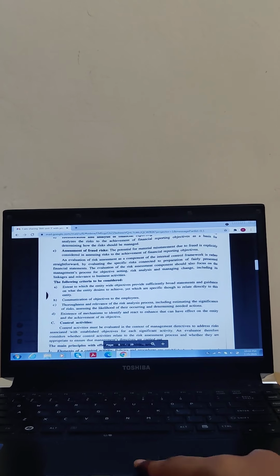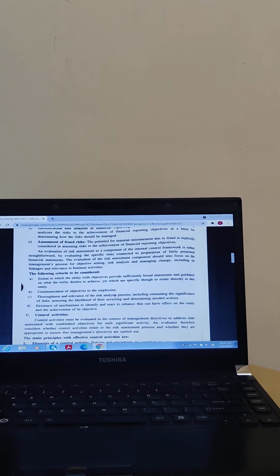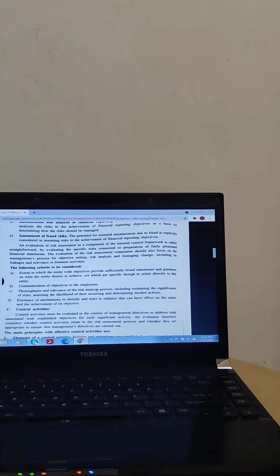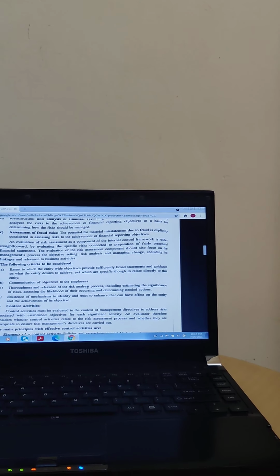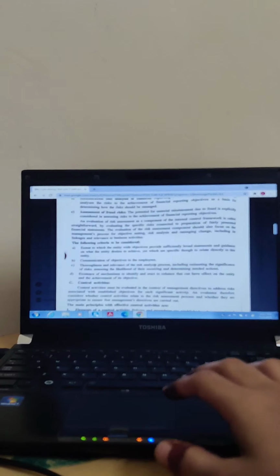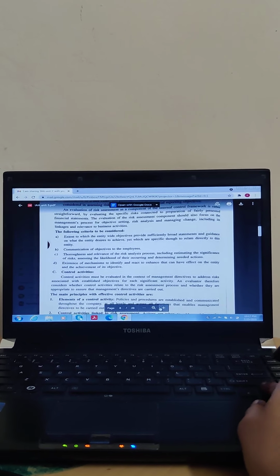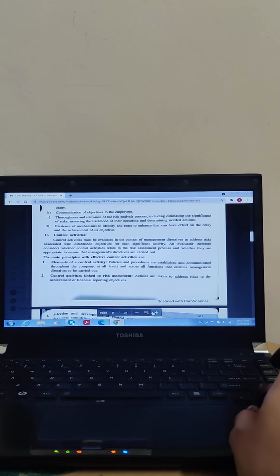Also, the assessment of fraud risk consists of the following things. That is how you need to communicate the objectives to the employees, the extent to which the organization has to maintain its statements, how you need to maintain thoroughness and relevance in your analysis procedure, and the existence of mechanisms, etc. All of this also has to be taken into consideration.